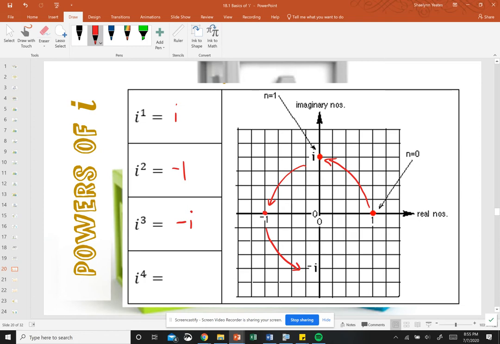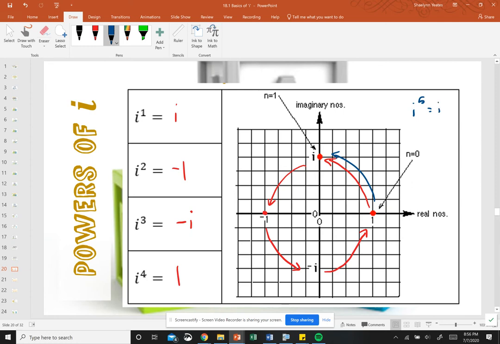All right, what if we do it, in fact, 4 times? Where are we back at? You're back at 1. So if we went 5 times, so if we did i to the 5th, that would be i to the 5th. Where are we at? Well, we're back at i. Notice that we don't need an exponent.